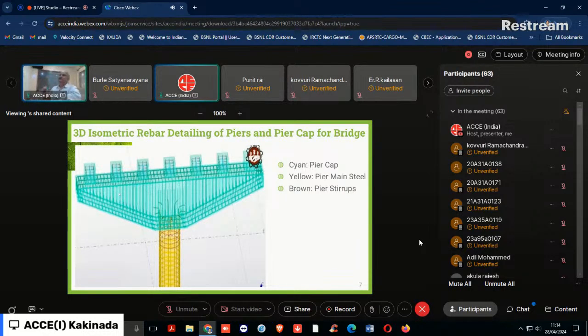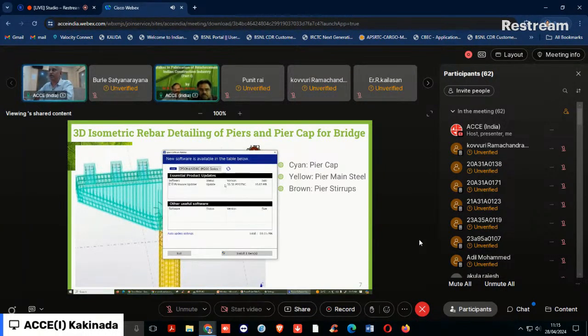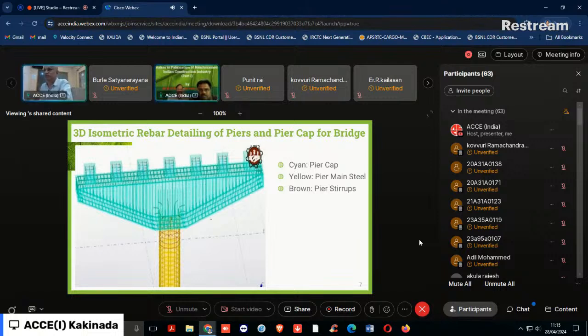Now we are seeing a schematic of a three-dimensional isometric view representing a bridge pier. Generally, bridge drawings have a lot more reinforcement compared to building structures. That leads to so much confusion and so many mistakes also. This is a famous, recent development in bridge detailing, where we are detailing using three-dimensional isometric views.